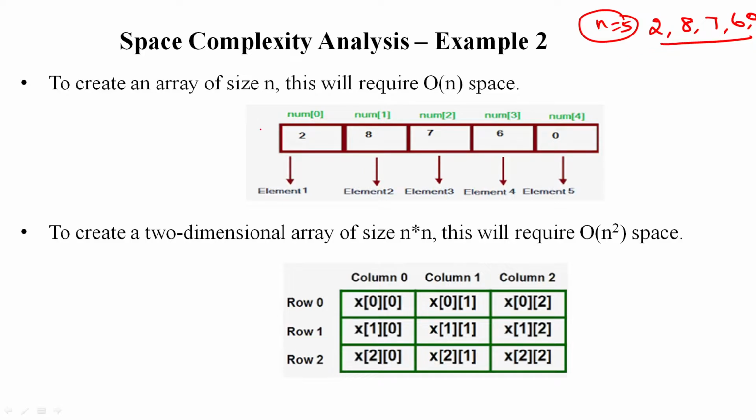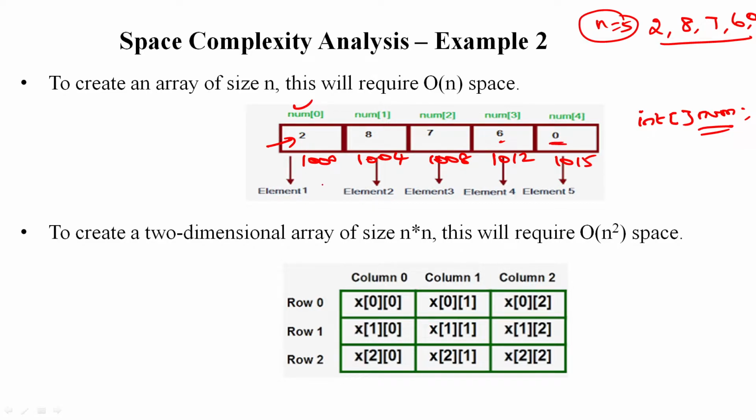So here I am declaring one array, right? I am declaring one integer array, and my array name is number. In the first index I am storing the value 2. You may assume this is memory location 1000, this is 1004, this is 1008, this is 1012, this is 1016, because an integer is consuming 4 bytes. Okay, so 2 is stored here, then 8 is stored here, 7 is stored here, 6 is stored here, 0 is stored here.